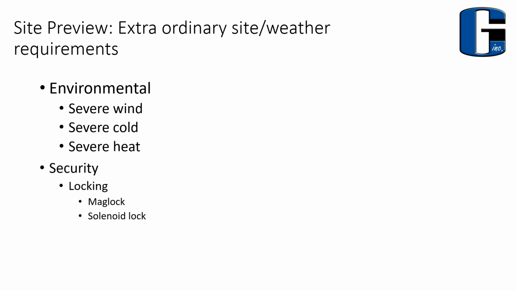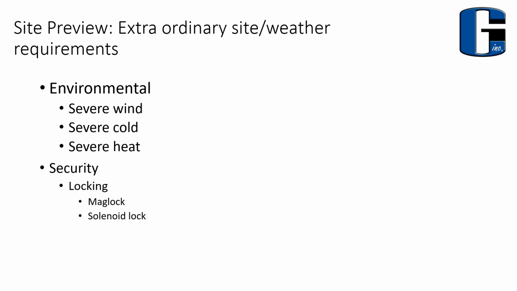Extraordinary site weather requirements. Another thing that sometimes is easy to forget. So does the site have severe wind? That could really impact how we decide to design the gate or not design it in terms of windage. It'll also impact the gate operator and other elements. What about severe cold? Do we need to have any kind of heater equipment or other elements into it? Severe heat could also be an issue. Security. Do we want to have locking mechanisms, mag locks or solenoid locks? The security of the system might be very important for the customer, and so additional methods will need to be employed.